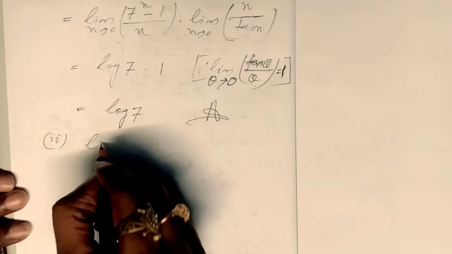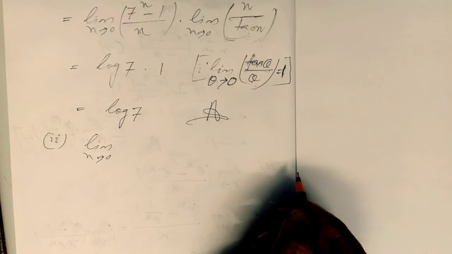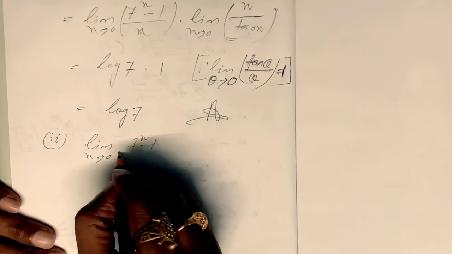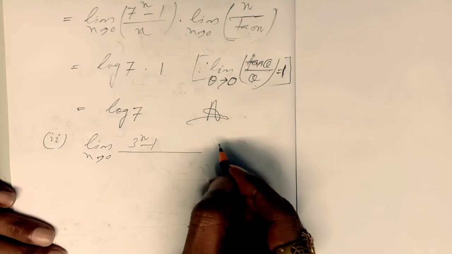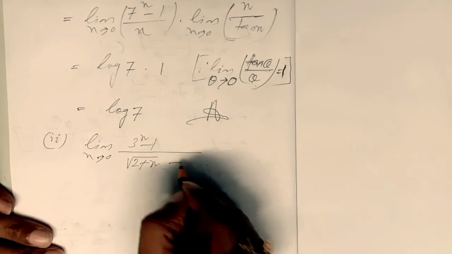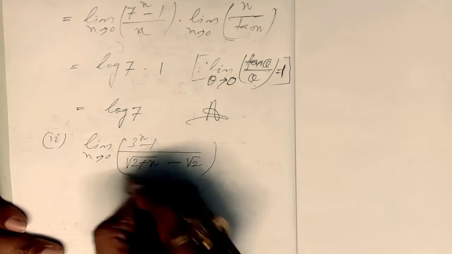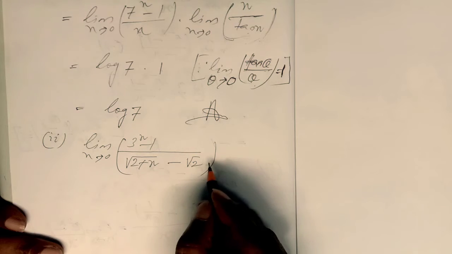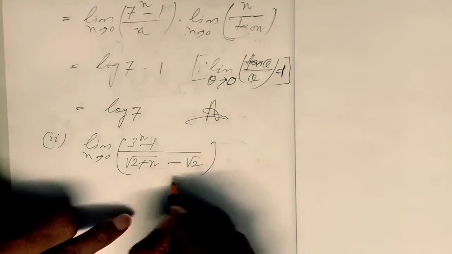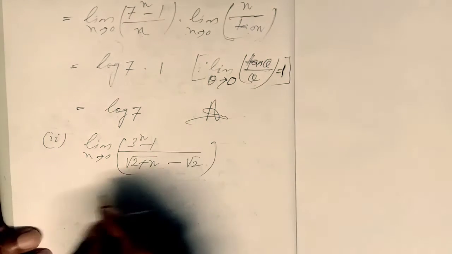The question is given like this: limit x tends to 0, (3 to the power x minus 1) divided by (root over 2 plus x minus root 2). See, if the question is given like this, you have to rationalize the denominator. First of all, you have to rationalize.